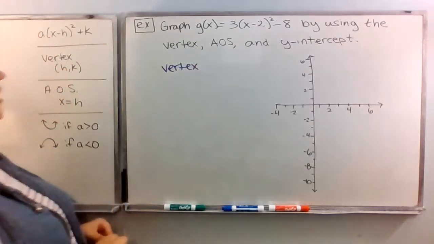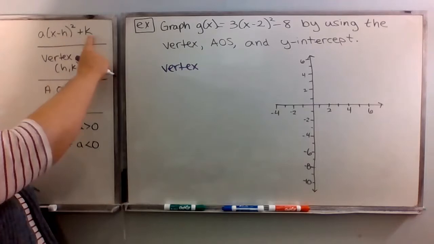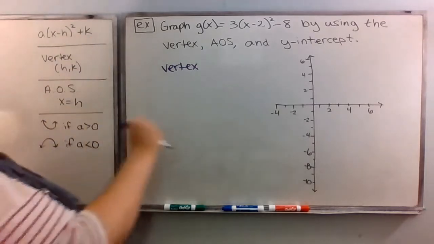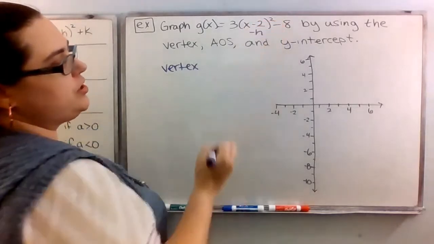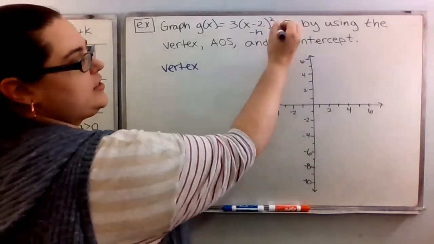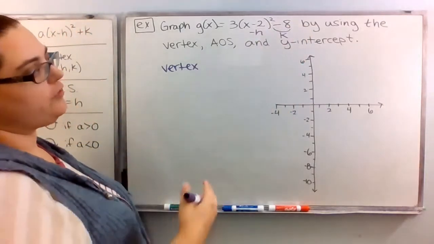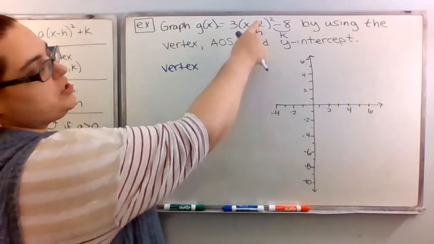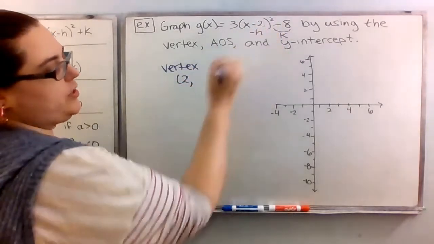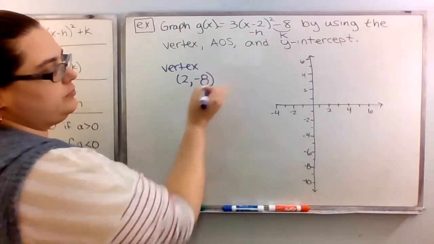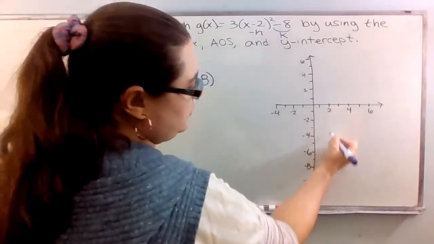The vertex is (h, k), and in our vertex form, we have minus h plus k. So this -2 is minus h, and this -8 is going to be k. So for our vertex, h is going to be 2, and k is going to be -8. We're going to start out by graphing our vertex.